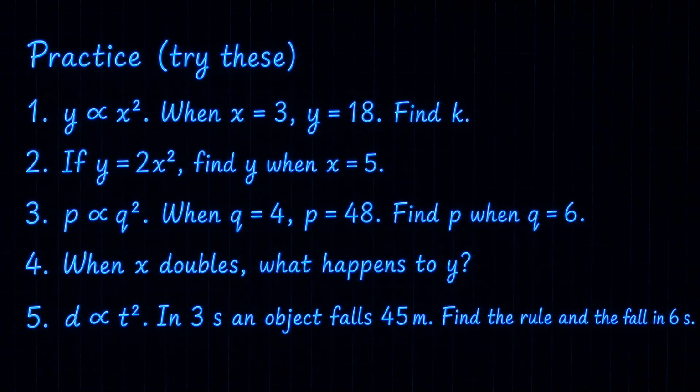Now you try. Pause the video and solve these 5. 1. Y is proportional to x squared. When x is 3, y is 18. Find k. 2. If y equals 2x squared, find y when x is 5. 3. P is proportional to q squared. When q is 4, p is 48. Find p when q is 6. 4. When x doubles, what happens to y? 5. Distance is proportional to time squared. In 3 seconds, an object falls 45 meters. Find the rule and the fall in 6 seconds.